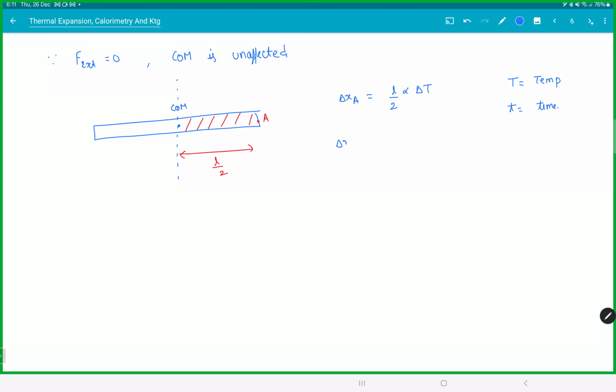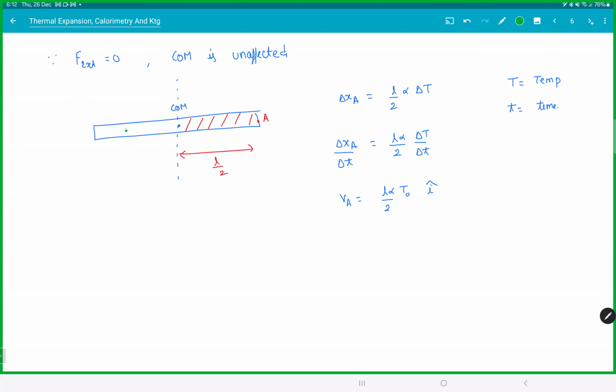Now, if you divide delta XA by delta t, this will be L alpha by 2 delta T by t. This becomes velocity of A. Delta T by t is given, which is T. That is the change in temperature per unit time. And what is the direction? I cap. Making sense, everyone?